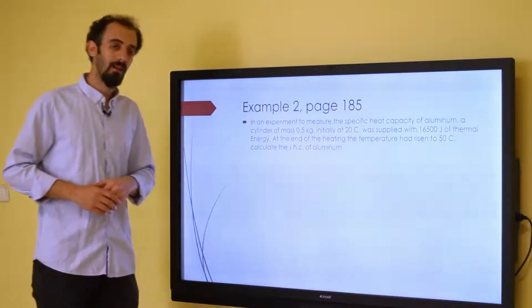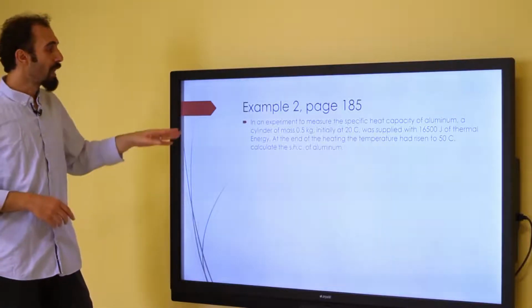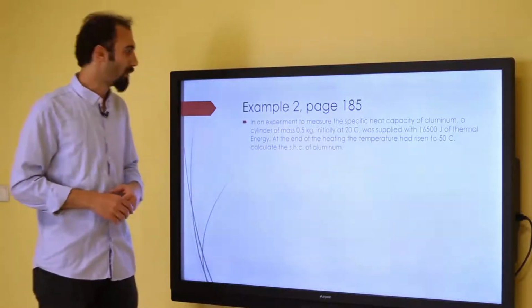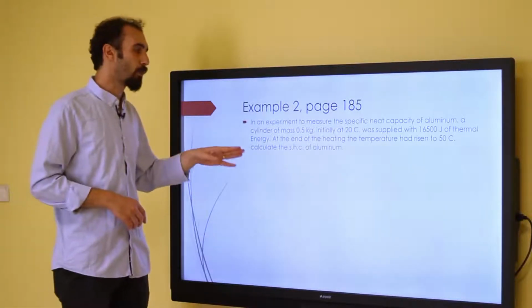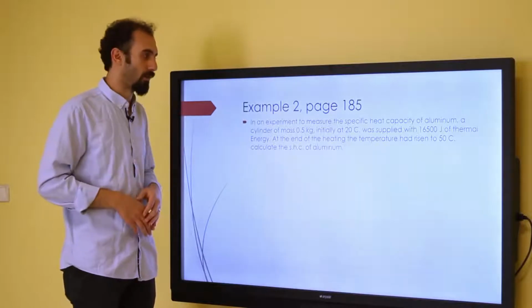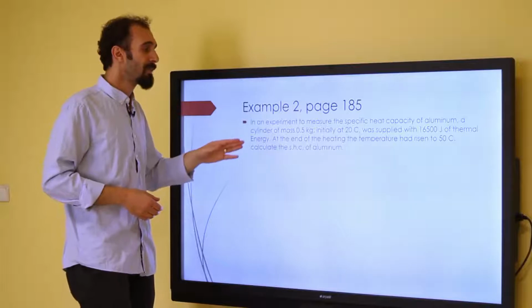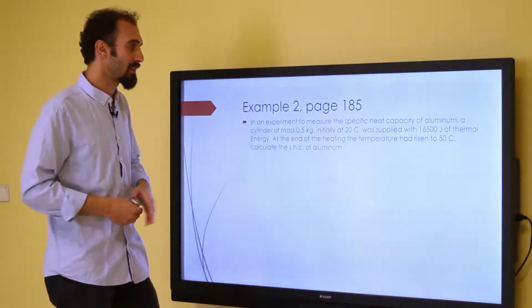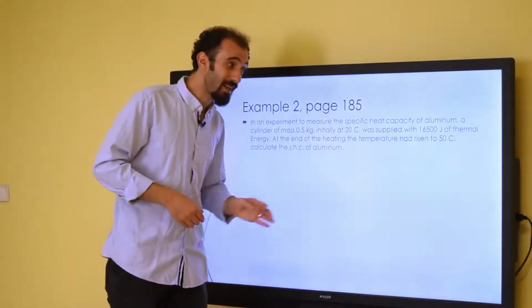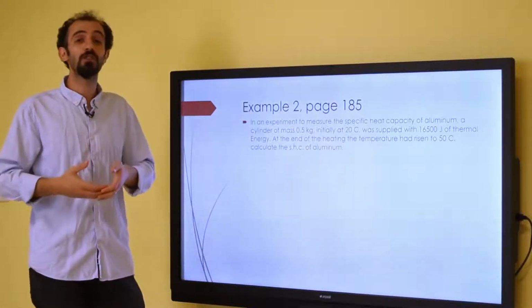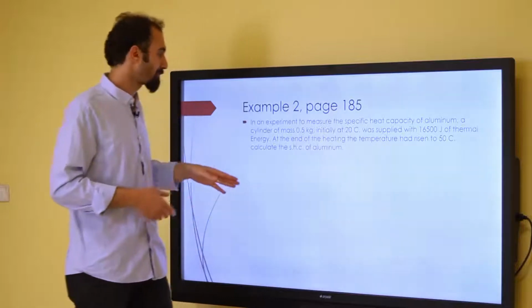Let's look at another example, example number 2. In an experiment to measure the specific heat capacity of aluminum, a cylinder of mass 0.5 kilograms, or half a kilogram (of course here we don't have to convert because it's already in kilograms), initially at 20 Celsius, was supplied with 16,500 joules of energy.